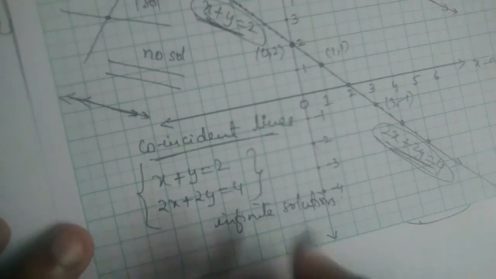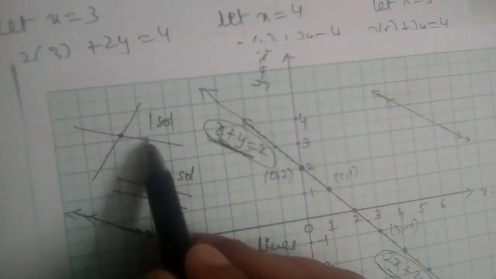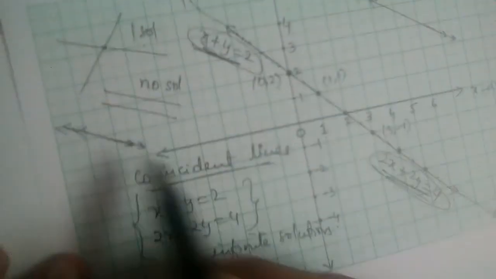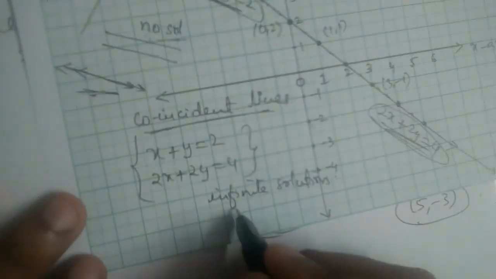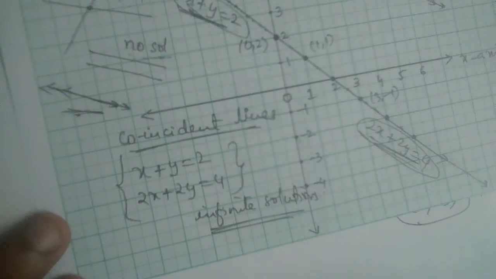All right, I hope this is clear. For intersecting lines only one solution, for parallel lines no solutions, for coincident lines infinite solutions will be there. Okay.